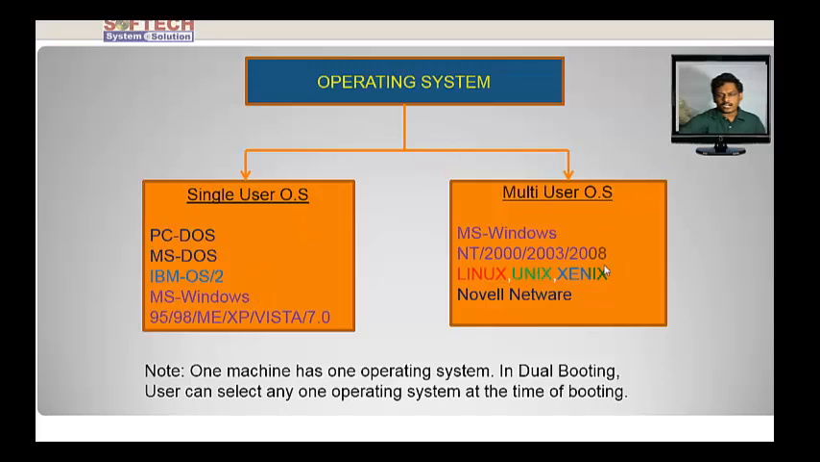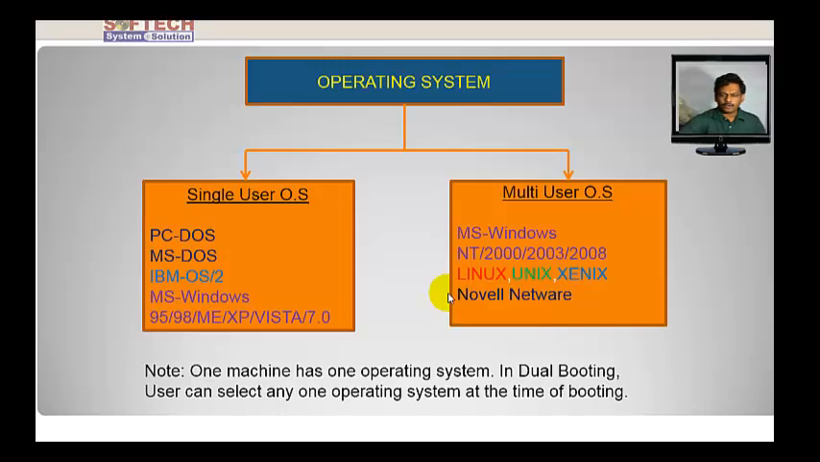In multi-user operating systems, Microsoft released a networking operating system also. That is MS Windows NT for networking. This is a multi-user operating system for networking. Windows 2000 is the next version. Then 2003, 2008, 2010. These are all multi-user operating systems released by Microsoft. Then there are Linux, Unix, Xenix, Novell Network. These are all multi-user operating systems from different companies.